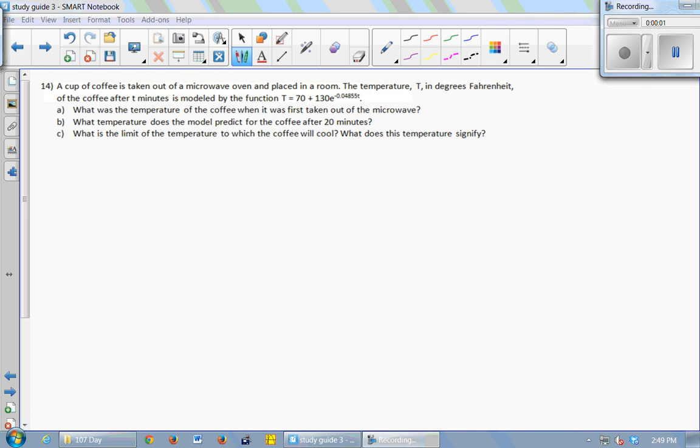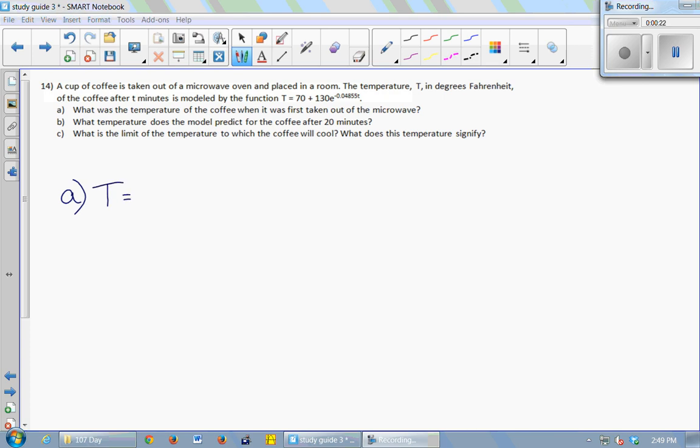A cup of coffee is taken out of a microwave and placed in a room. The temperature T in degrees Fahrenheit of the coffee after t minutes is modeled by this function. What was the temperature of the coffee when it was first taken out of the microwave? So that would be at time t equals 0.